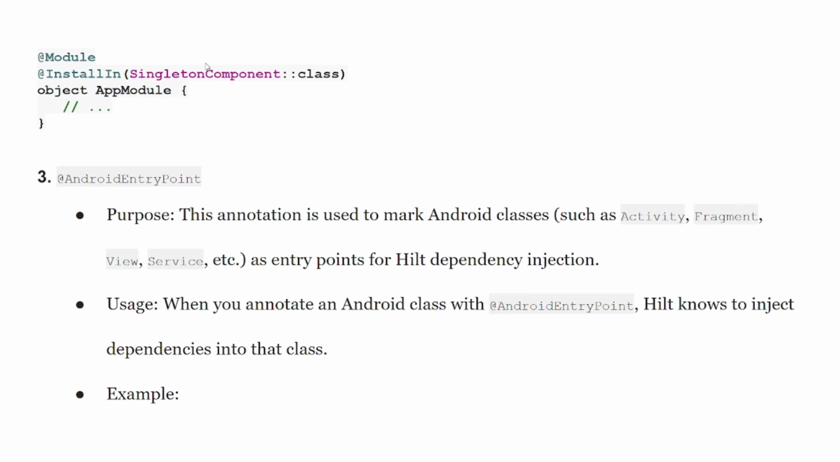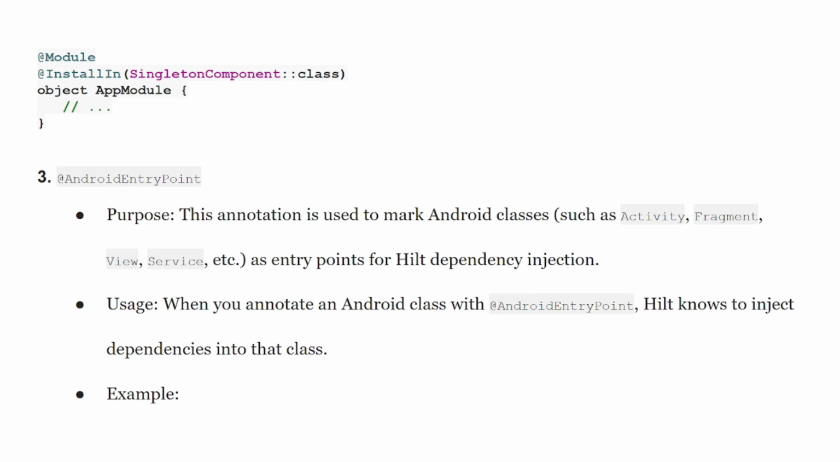Third one, @AndroidEntryPoint. That's the @AndroidEntryPoint annotation. What's the purpose? This annotation is used to mark Android classes such as activity, fragment, view, services, etc., as entry points for Hilt dependency injection.